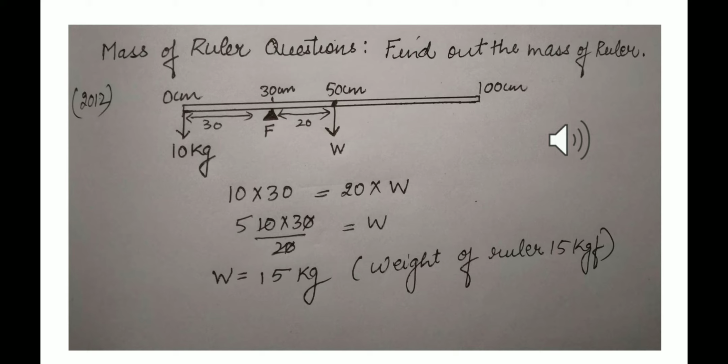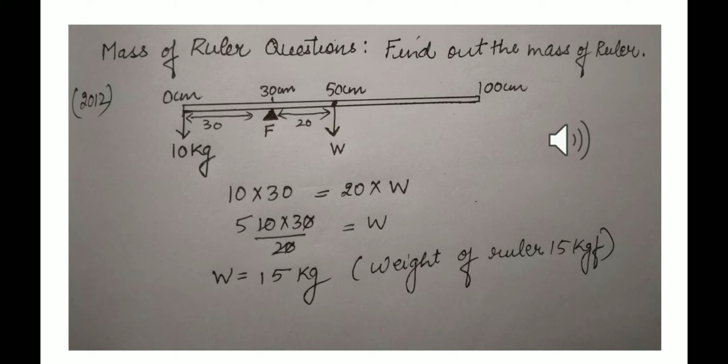Now from the fulcrum, we always find out the moment of force. That means from where the body is fixed, from where the body is pivoted. So here you can see 10 kg from the fulcrum. What is the distance? 0 to 30, so that means 30 centimeters. So 10 into 30. And on this side, the weight of the ruler will be at 50 centimeters. So the distance from 30 is 50 minus 30, that will be 20. 20 into W. So we can find out the weight of the ruler with this.